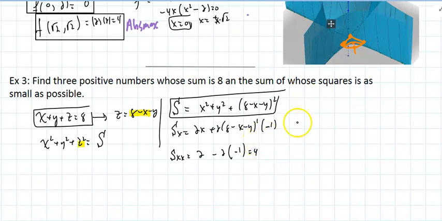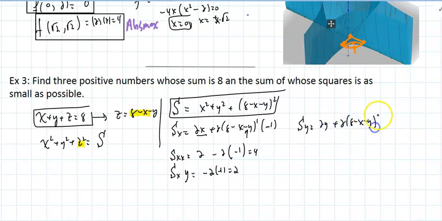Very good. I'll take s, and I need s sub xy. S sub xy will be a 0. That will be a negative 2 times a negative 1, because that's a negative. So that will be a positive 2. Now if I find s sub y, that is 2y plus 2 times (8 minus x minus y) times a negative 1. And if I find s sub yy, that is a 2, this is going to give me a negative 2, and the derivative of that is a negative 1, that's going to be a 4.